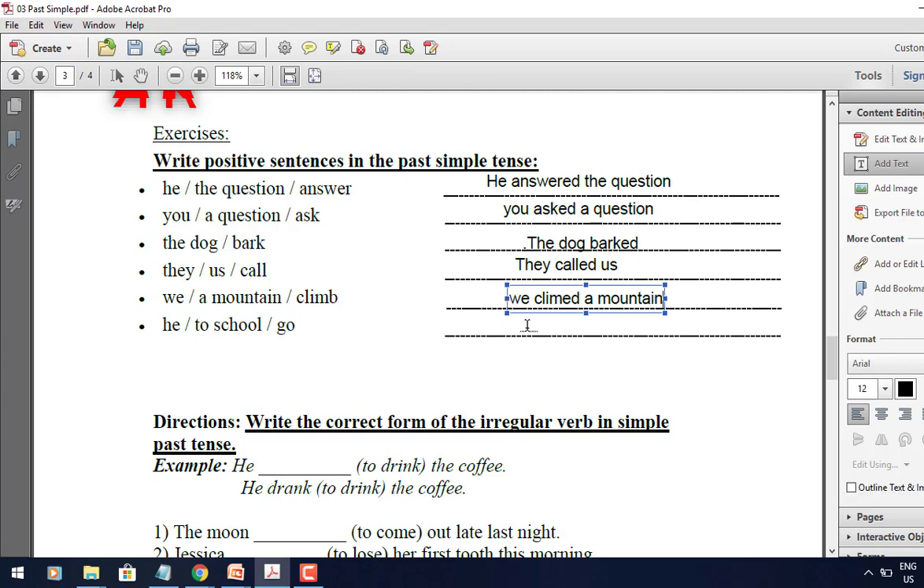Number 6. He to school go. Here's the verb. Go is a verb. We change it to the past form. We can't add -ed to go because go is not regular. It's an irregular verb. So the past form is went. He went to school. That's how to express an action that started and finished in the past at a specific time. He went to school.